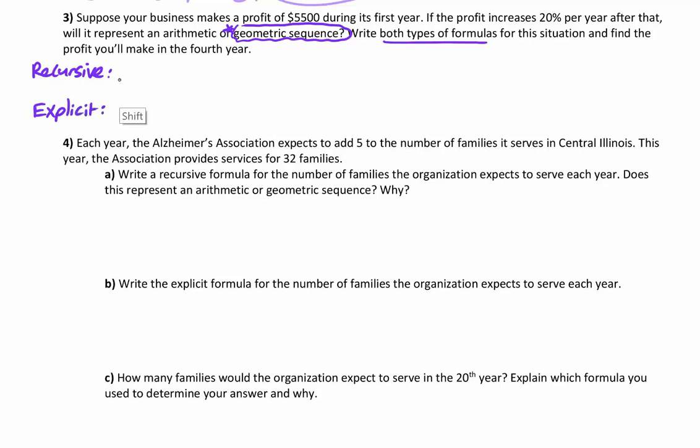Now out of the two formulas, we really only use the explicit to do anything. The recursive formula talks about the relationship that all the terms would have. So what are we given here? Okay, we know it's geometric. The list in this case would start off with 5,500. This first year's profit is A1.